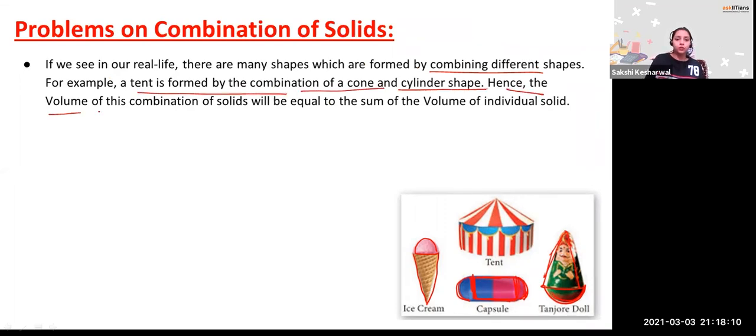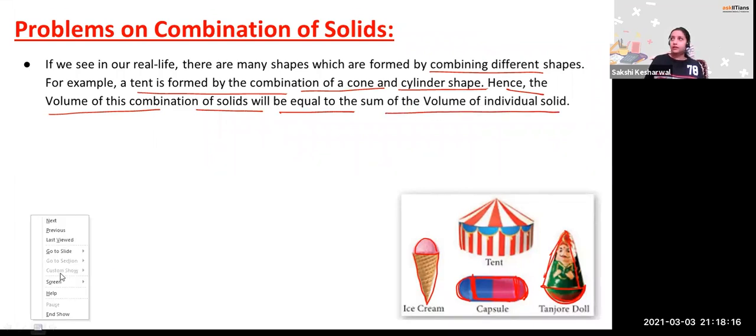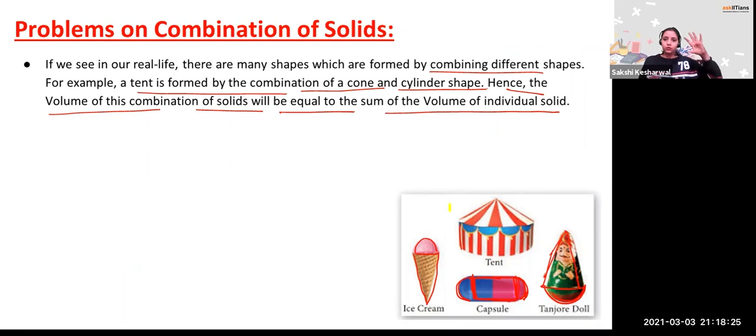Hence the volume of this combination of solids will be equal to the sum of the individual solids. For finding the surface area, you have to be careful. If you want to find the volume of a tent, it will be the volume of the cylinder plus the volume of the cone. So the volume of the combination of solids will be equal to the sum of the volumes of the individuals. Now there will be questions on it.